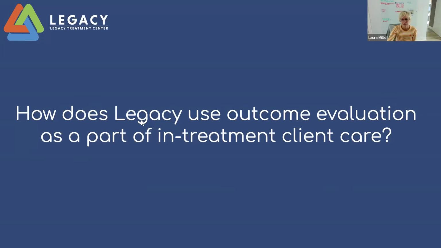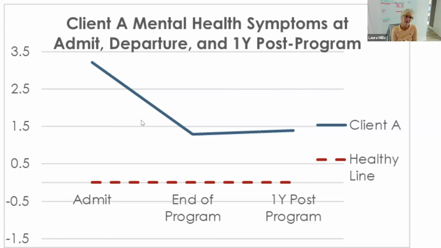Okay, Kristen. So I'm going to give you another Legacy example, and this is client A, a female identifying young adult at Legacy's Juniper Canyon program. How to read this graph is basically these are symptom scales, symptom scores. So higher numbers mean higher symptoms. And 0 is the cut point between healthy and unhealthy. So that red dotted line, you want symptoms to be below the red dotted line because then it's lower symptoms.